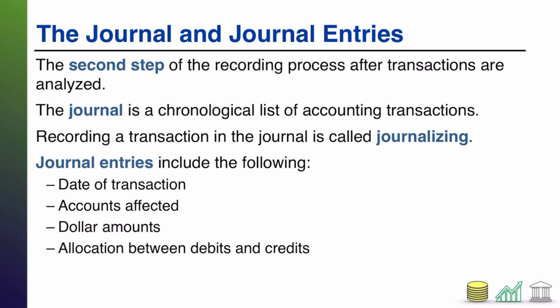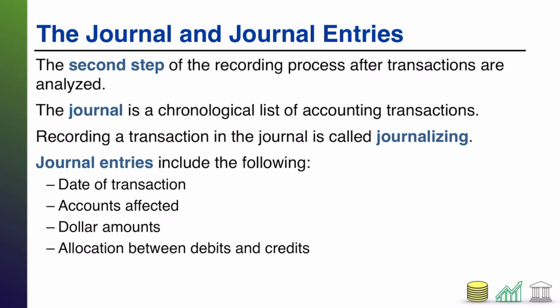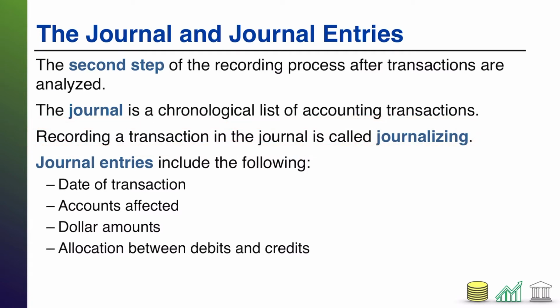The collection of journal entries is known as the journal. As I said, this is the second step of the accounting cycle after you have analyzed an economic transaction. It is maintained in chronological order. Whatever happens on, say, January 1 will show up first. If something happens on January 2nd, that'll show up second, and so forth. The process of recording the journal entry is called journalizing. So we say we journalize the activity, meaning we are making a journal entry in the journal.